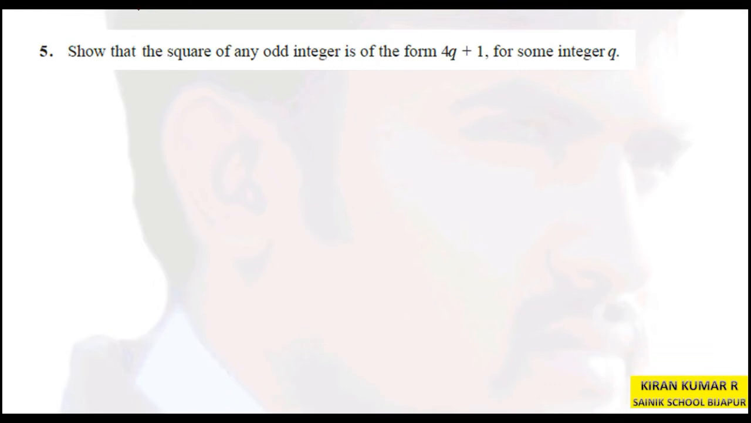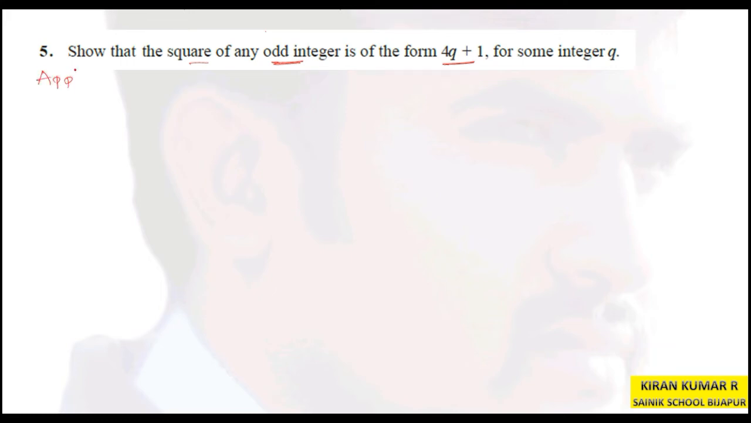Let us look at question 5. Show that square of any odd integer is of the form 4q plus 1 for some integer q. This is a very important question. It is asked in the examination several number of times. Let us solve this.